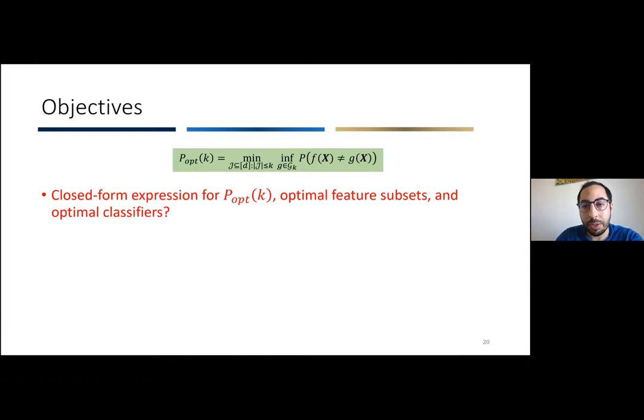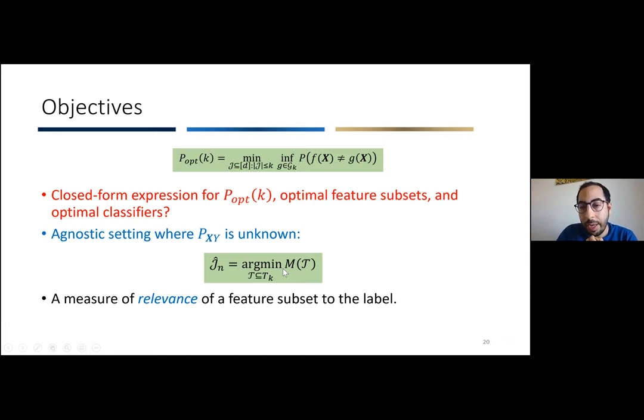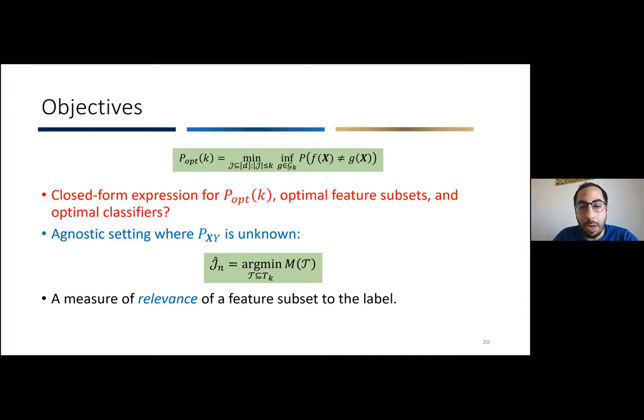But before that, we're going to use the Fourier expansion method to get a closed form expression for the optimal feature subset and the optimal classifier. Of course, this is in the ideal setting. Then we're going to build up on that and use it for the agnostic setting where we only have access to a training set. And basically, we're going to try to characterize a measure M for feature selection that is based on the Fourier expansion. So with that said, I'm going to start with characterizing this optimal feature selection problem.